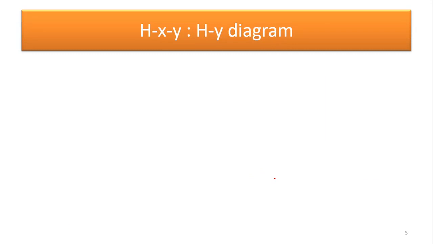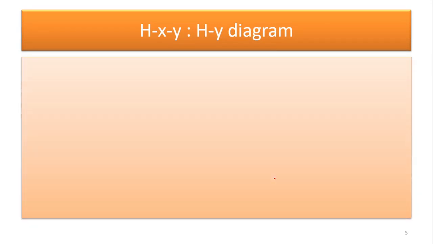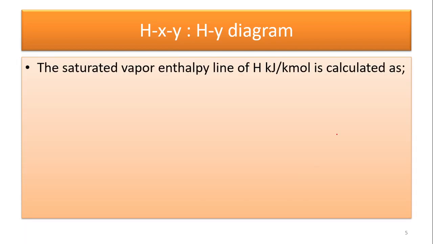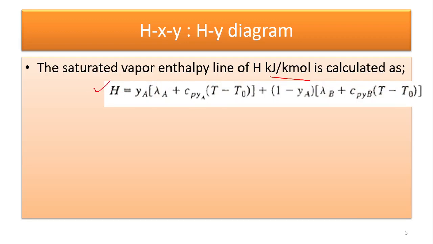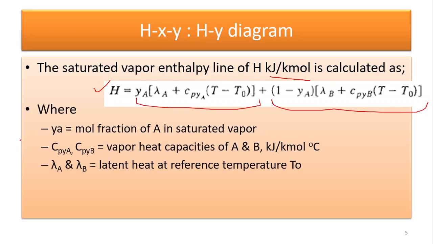Now the second part of the HXY diagram is the HY diagram. How to calculate it? We can calculate either in kilojoule per kilomole or kilojoule per kg by this formula, where capital H is the enthalpy of the saturated vapor. These two terms are basically used for the calculation. Here, Ya is the mole fraction of A in the saturated vapor. You can find this value with the help of the information given for the saturated vapor. Then CPYA and CPYB are the vapor heat capacities of A and B.